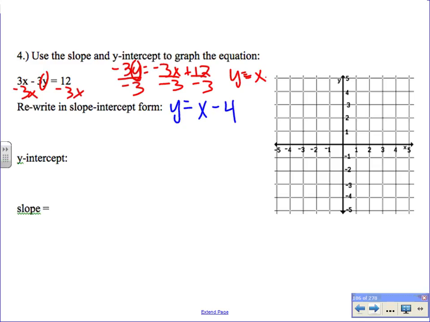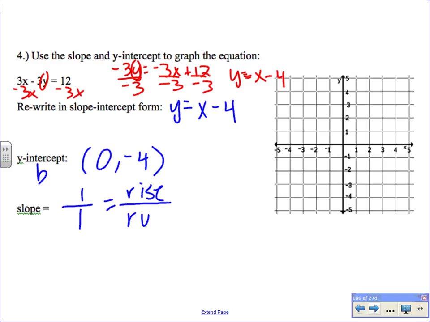Okay, so what is my y-intercept, if this is my slope-intercept form, right? Right. 0, negative 4. Remember that's your b. And slope, what is my slope? Right, 1 over 1. So it's just 1. I'm going to write it as 1 over 1. It's the same thing. That's my rise over my run. And what does that mean? Should I go up, down? Should I go left, right? Emily? Right, up 1 to the right 1.